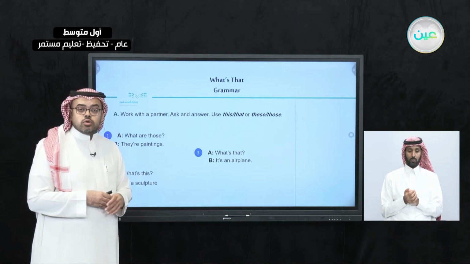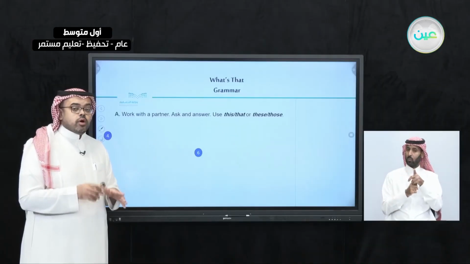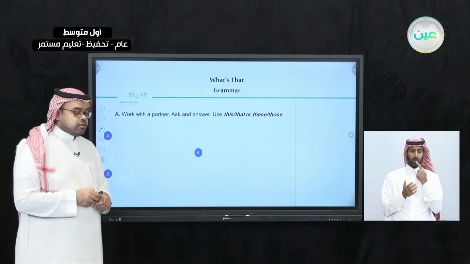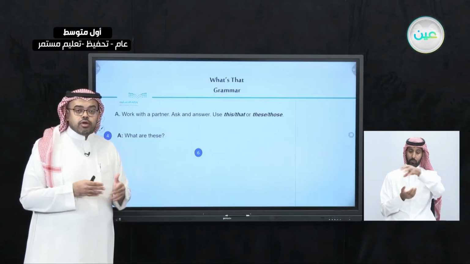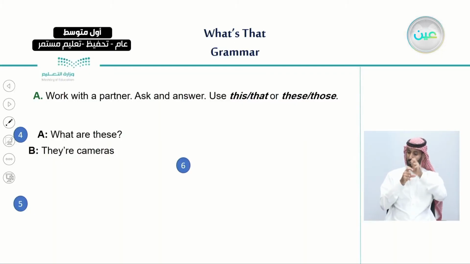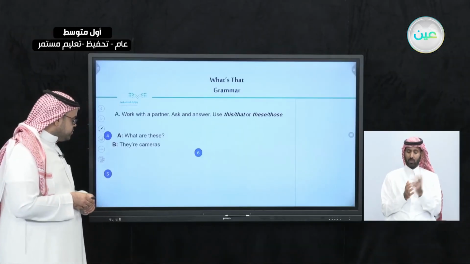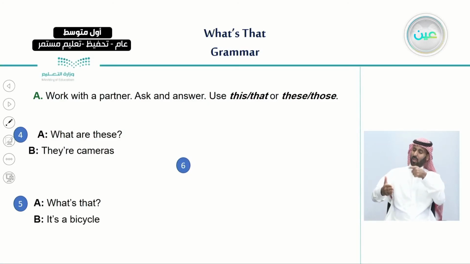Let's move on to continue the other three. Number 4. So have a look at picture number 4 and tell me what is the appropriate question that we should ask here, which is, what are these? We're talking about different objects that are very near. What are these? They are cameras. They are cameras. And number 5, question number 5, what is that? It's a bicycle. It's a bicycle.